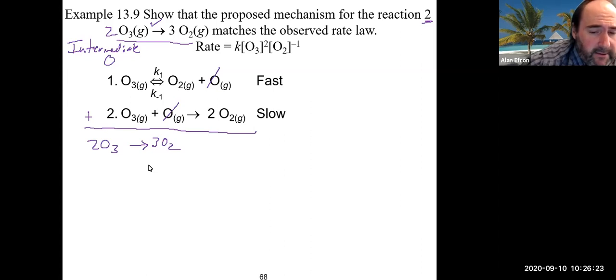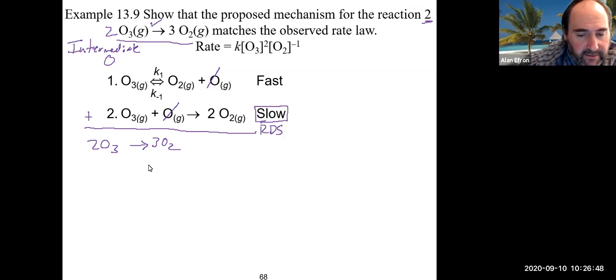Now, in terms of which step here is the important one, it is going to be our slow step, right? So our slow step is going to be our rate determining step. And that one's the important one because in order for this to be the correct mechanism or a good mechanism, it needs to have the same rate law as the slow step as the one that was found experimentally.